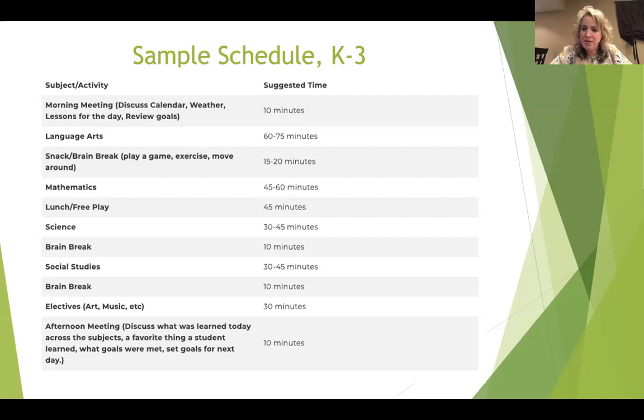For science, about 30 to 45 minutes, and then take a brain break. Social studies, about 30 to 45 minutes, then take a brain break. And then the afternoon would be left for those electives or those specials at the elementary for about 30 minutes. And then finally close down the day with an afternoon meeting where you reflect on the learning for that day. Maybe ask the child what the favorite thing they learned that day was, what goals were met that were set at the beginning of the day, and then take a few minutes to set goals for the next day.